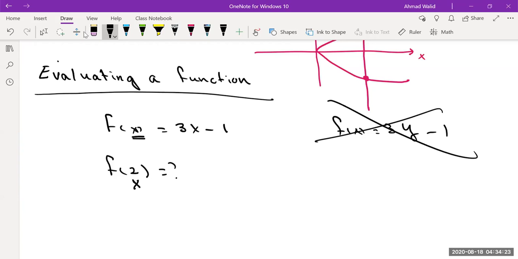Find f of 2. It means wherever in your function that you have x, you have to replace it with what? With 2. To find f of 2, then f of 2 equals 3 times 2 minus 1, which gives me 6 minus 1, which is 5. We call this process evaluating a function. That was a very simple example that I did.